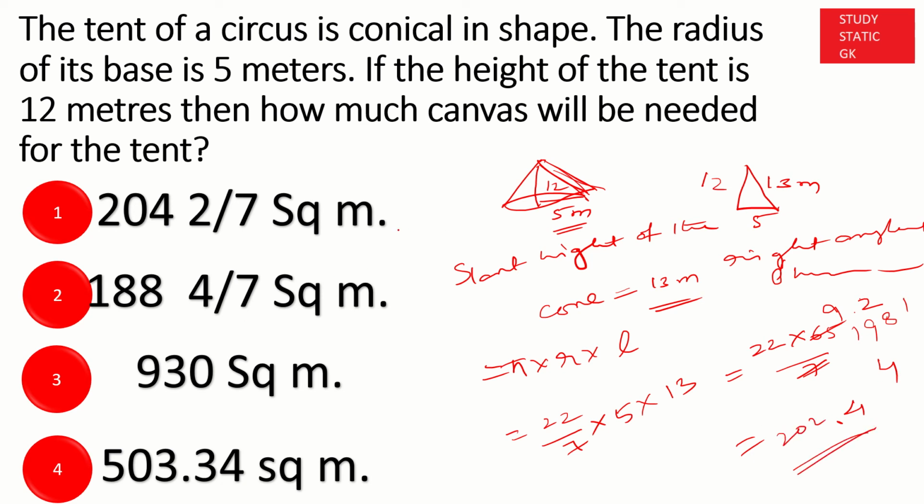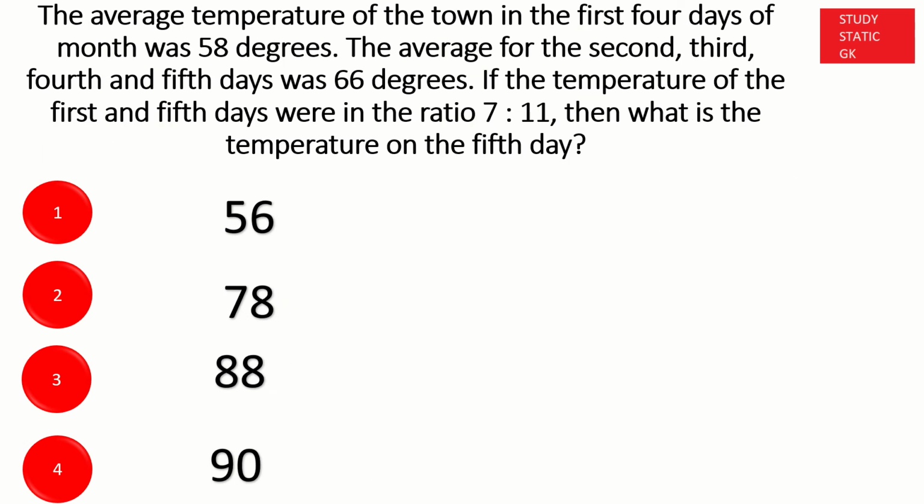20.4. So this might be the answer. So basically, like that, we can solve the questions. Right. The next question. The average temperature of the town in the first 4 days of the month was 58 degrees.